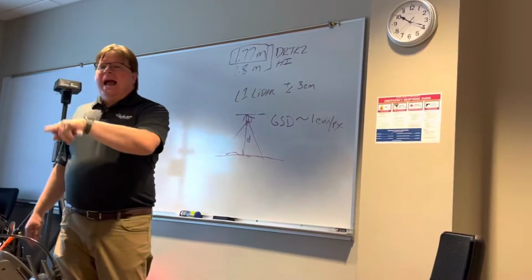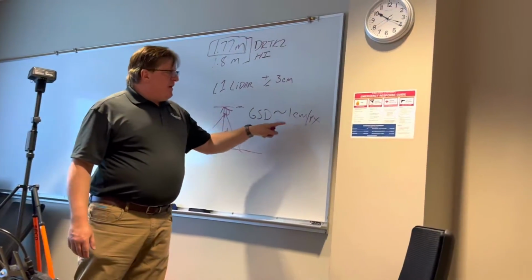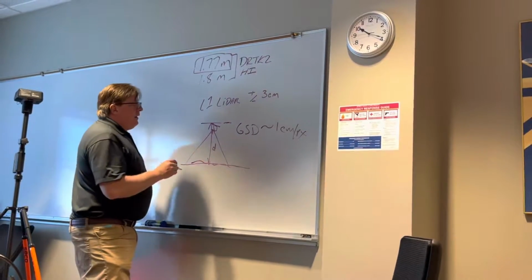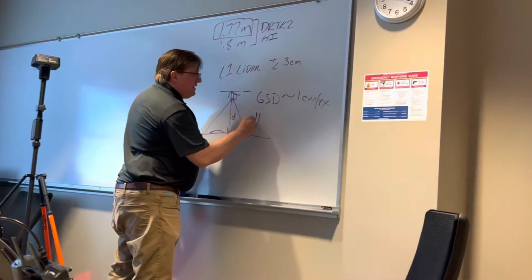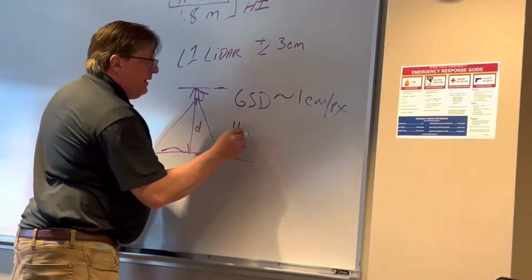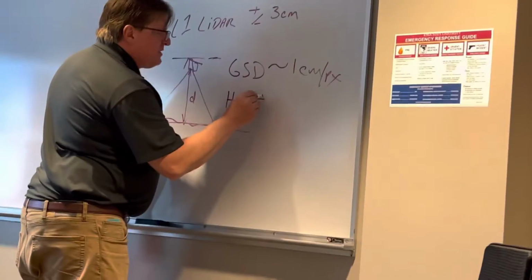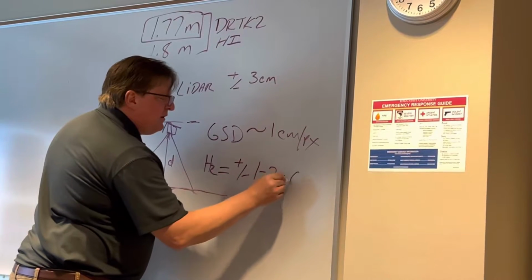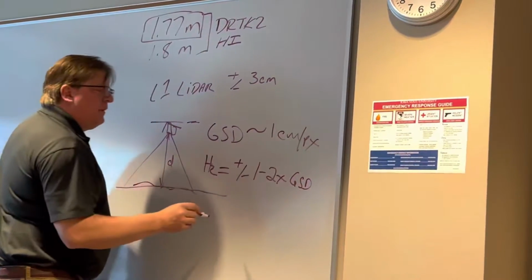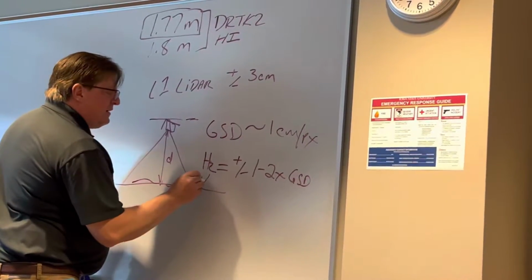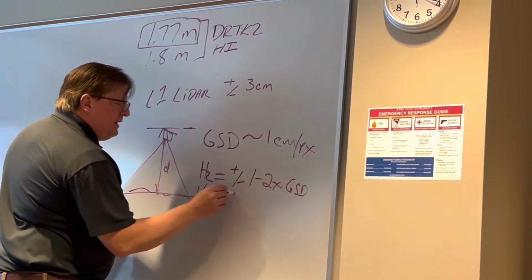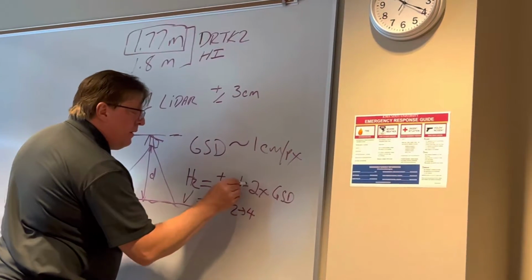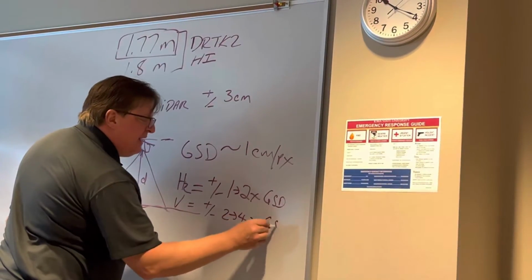So the final accuracy of your model is determined by this number. On average, horizontal accuracy equals plus or minus 1 to 2 times your GSD. Vertical accuracy is plus or minus 2 to 4 times your GSD.